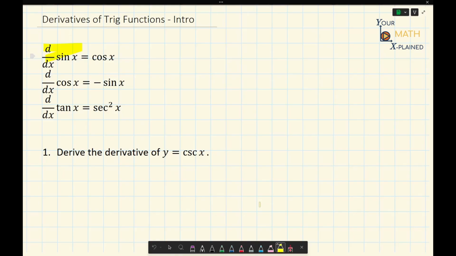Recall that we've actually proven this one in a previous video in the limits playlist. And this one was the check your understanding problem in that exact same video, which means the only brand new one here is the derivative of tangent x, and that is equal to secant squared x.